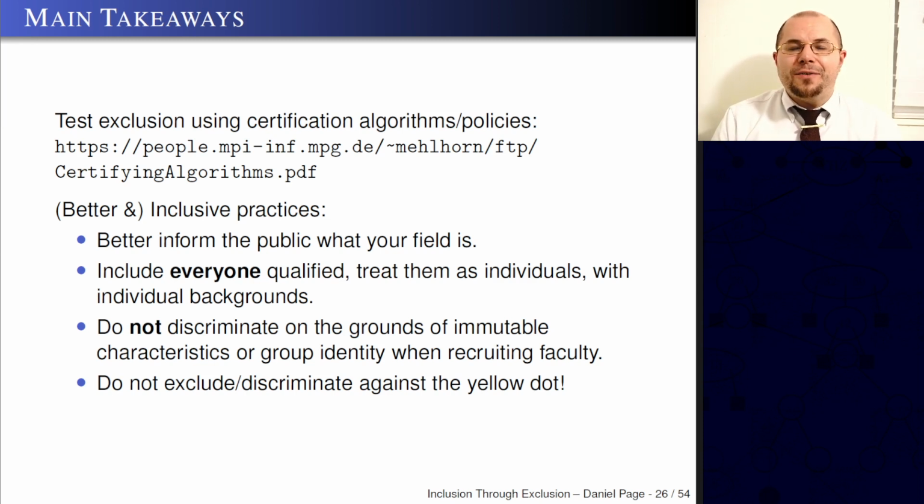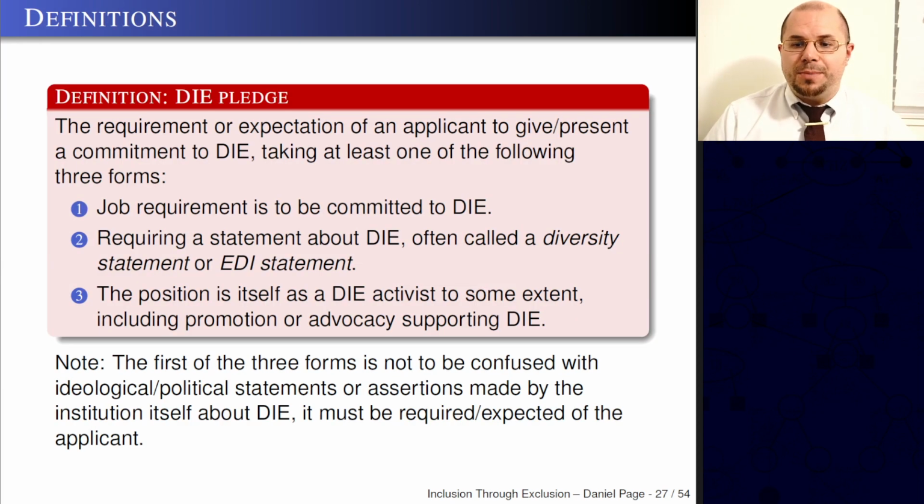Fundamentally, include everyone that is qualified. Treat them as individuals with individual backgrounds. Do the same that I would do when I was working as an inclusion specialist. Do not discriminate on the grounds of immutable characteristics or group identity when recruiting faculty. Very simple. And of course, as we've seen in our example there with the yellow dot, do not exclude or discriminate against the yellow dot. That is something you should highly consider because that is now what we're going to talk about here.